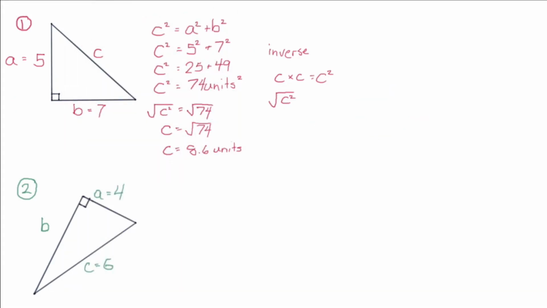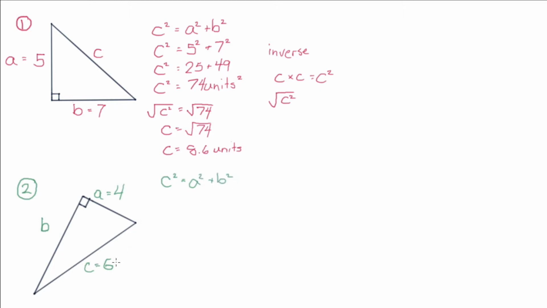But what if you know the length of the hypotenuse, but you need to find the length of a leg? Let's take a look at example 2. In example 2, we once again have a right triangle with leg A equal to 4, the hypotenuse C equal to 6, and an unknown length B. We'll start again by writing out our formula. C squared equals A squared plus B squared.